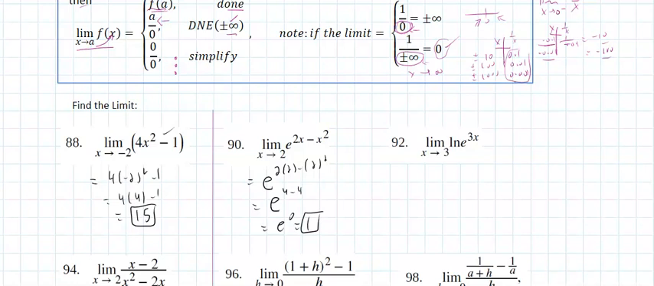And here again, you know what that is, by the way. ln of e to the 3x is simply 3x, right? They undo each other. So that's going to be ln of e to the 3 times 3. That is ln of e to the 9, but those undo each other, and that's a 9. Property of logs.